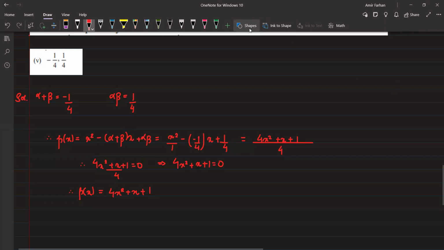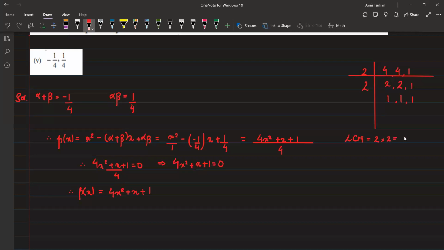If you take the LCM using the method from the ninth class, it will be the same. So LCM is nothing but take all the numbers 4, 4 and 1. Divide it by 2, so it will be 2 comma 2 comma 1. Again divide it by 2. It will be 1 comma 1 comma 1. So your LCM would be 2 into 2 is equal to 4. Clear? So the LCM is also coming out to be 4. So I have taken the LCM as 4.